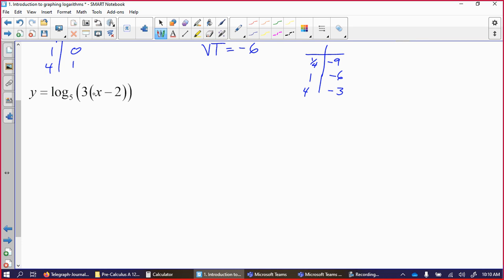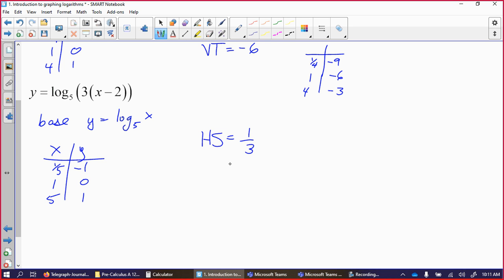Log base 5 of 3 times x plus 2. So this one has a horizontal, oh, sorry, start with log base 5 of x. So our initial table: 5, 1, and 1/5. This one has a horizontal stretch of 1/3. This has a horizontal translation of 2.